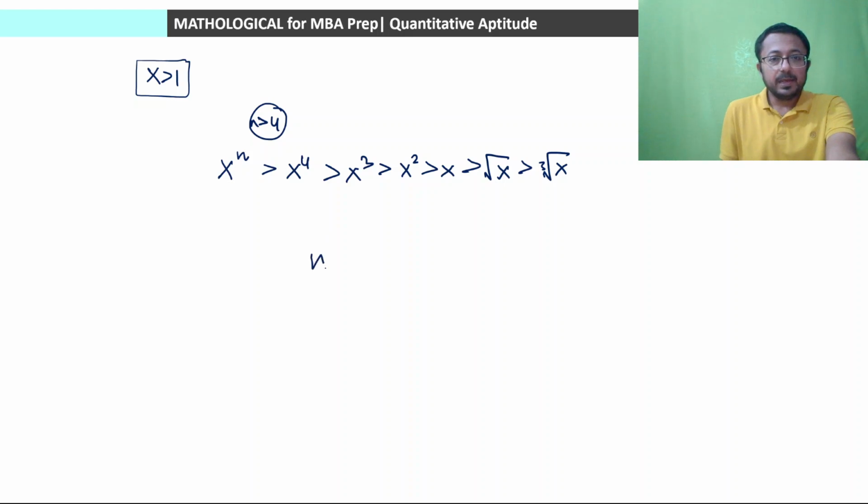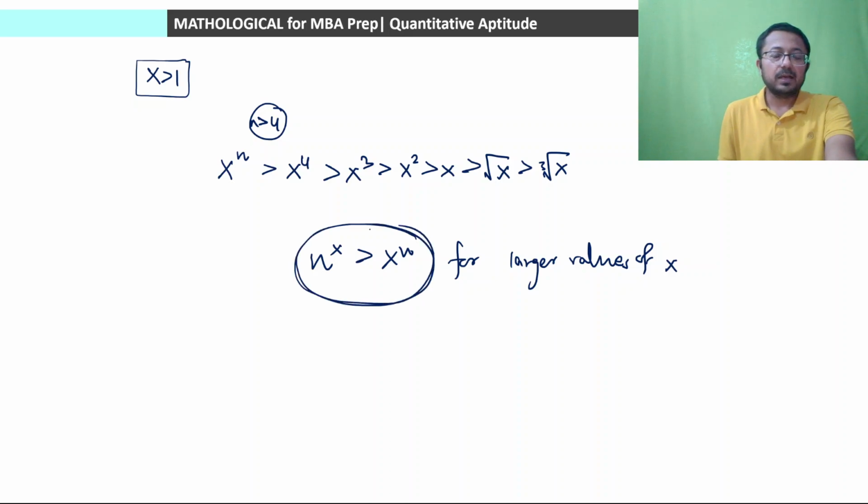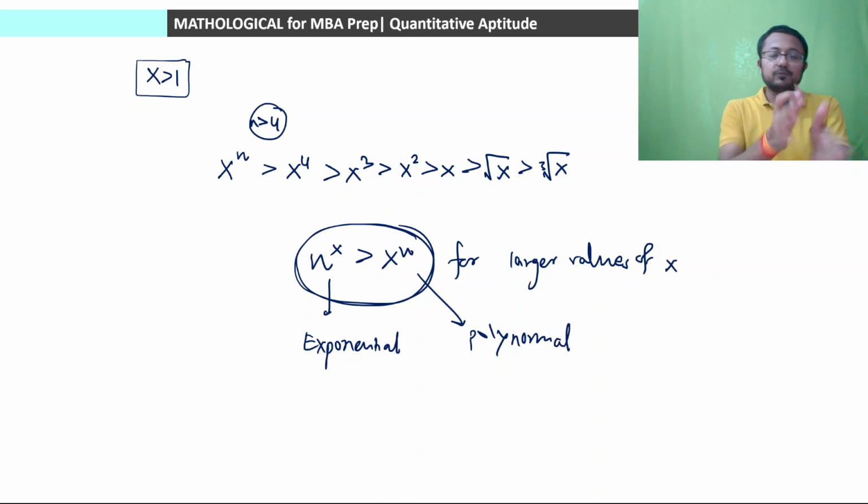Additionally, n to the power x will also be greater than x to the power n for larger values of x. ठीक है, पैटर्न ऑब्जर्व करना है, but for large value of x, because n to the power x is an exponential function and x to the power of n is a polynomial function. At a very large value of x, n to the power x will definitely be greater than x to the power n. क्या ये पैटर्न अप्रिशिएट कर पा रहे हो? क्या ये बातें समझ पा रहे हो? Is that clear? ठीक है.